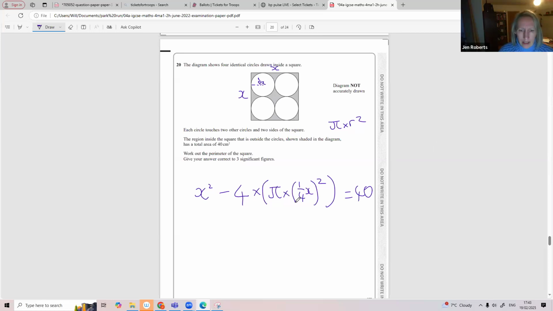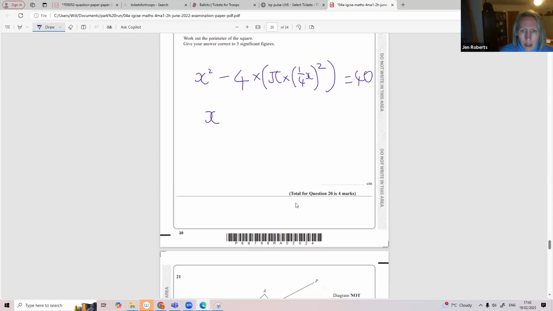Right, let's just deal with some of these brackets here, right? I can square my a quarter x by getting 1/16 x squared. Square a quarter, you get 1/16. Minus 4 times pi. Right. You can multiply all of this. I'm going to multiply minus 4 by 1/16. You can do it on your calculator, right? This is a calculator question. That is going to give you a quarter. So it gives me a quarter pi x squared equals 40.